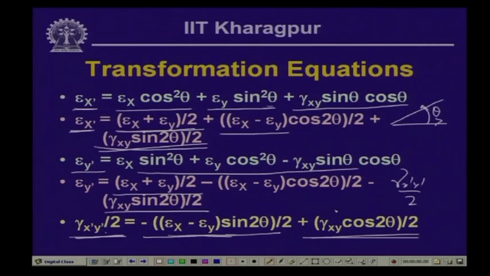Now, let us look into how to find the maximum normal strain. This is the normal strain epsilon x dashed which is acting in the x direction. What we need to do now is find the value of the maximum normal strain. To do that, if we take the derivative of the strain with respect to theta, we can get the value of the angle at which the maximum normal strain will be oriented. So, let us look into that aspect first.